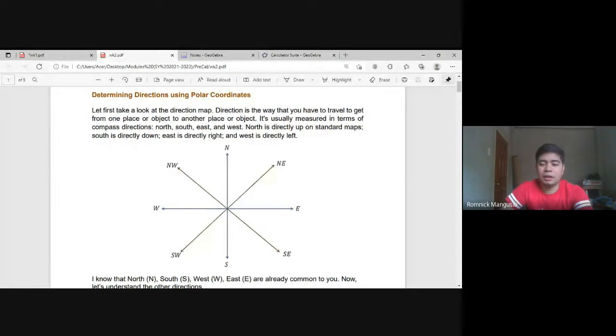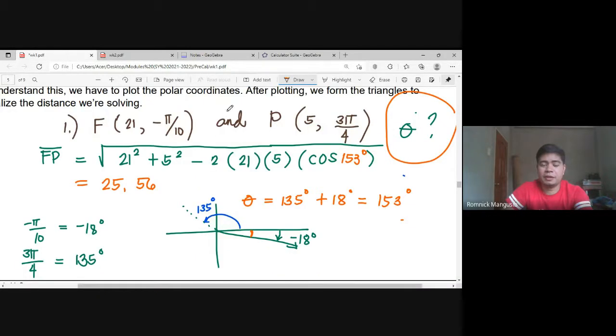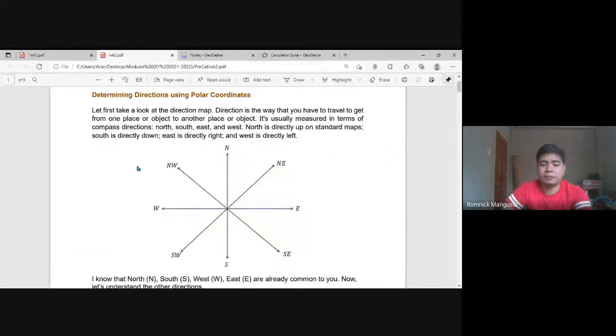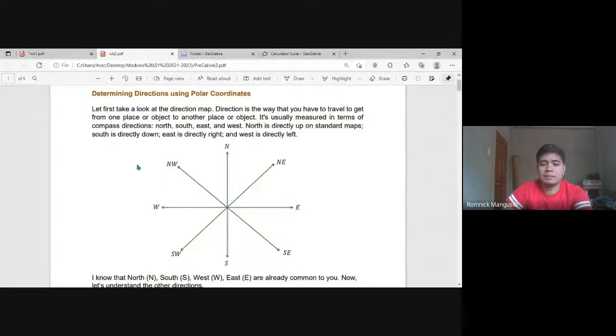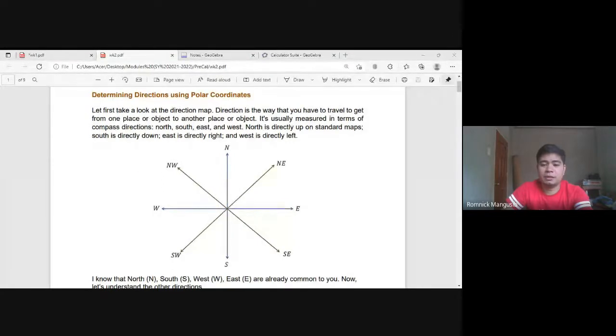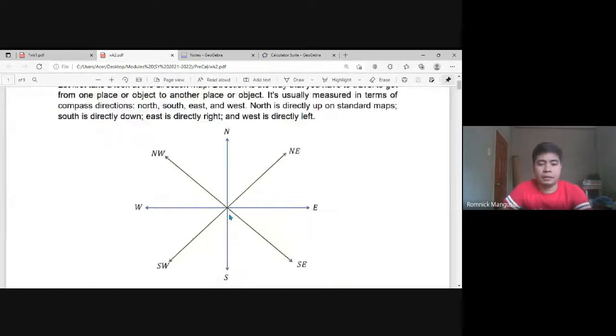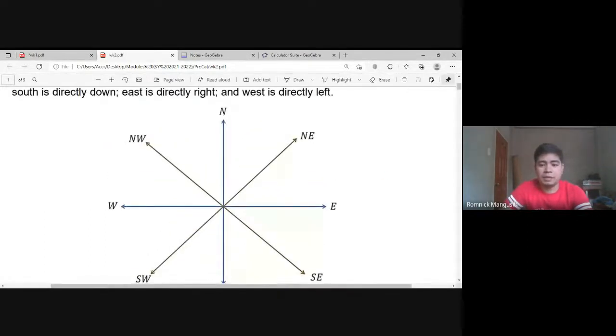Okay? When we are getting the direction in the polar coordinates, you have to be very specific. Okay. Kapag direction ang pinag-uusapan natin, class, you have to always... Bakit hindi napapakita ang aking main screen?